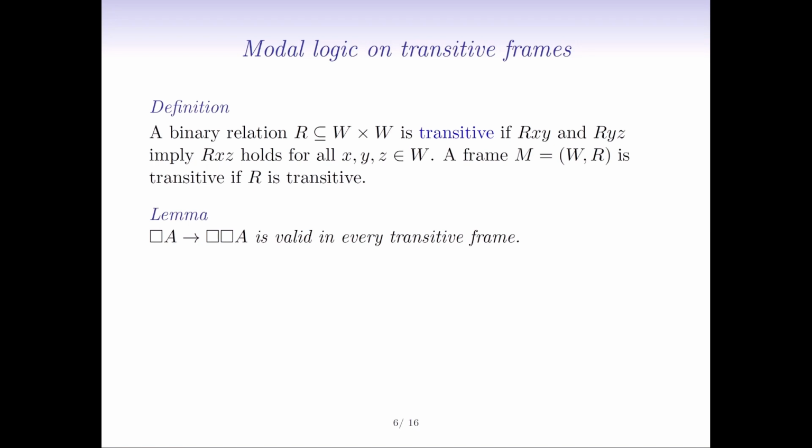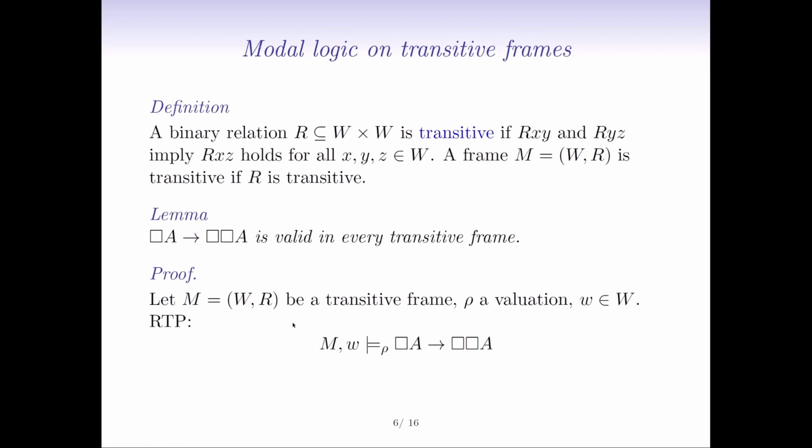So as before, there are two parts to that. One, we have to show that if the frame is transitive, then this formula is valid. So this formula is valid in every transitive frame. To prove this, we're going to assume that M is a transitive frame, and we have to show that the formula box A implies box box A must then be valid in that arbitrary transitive frame.